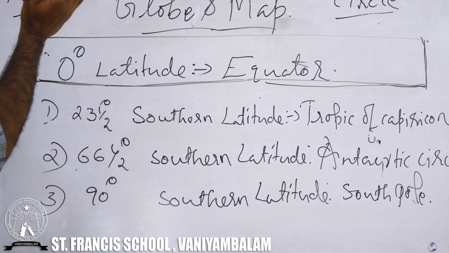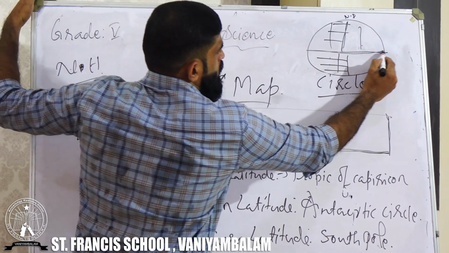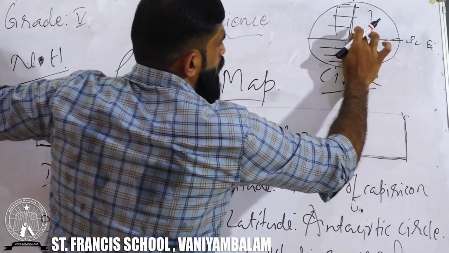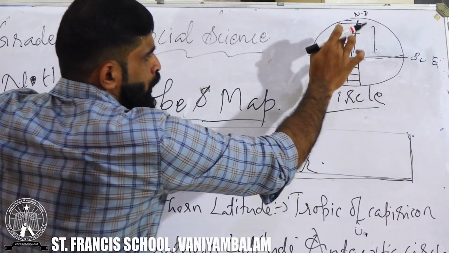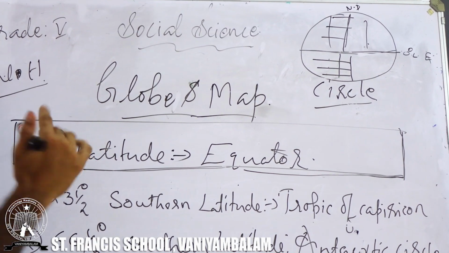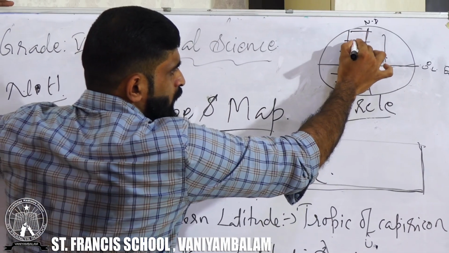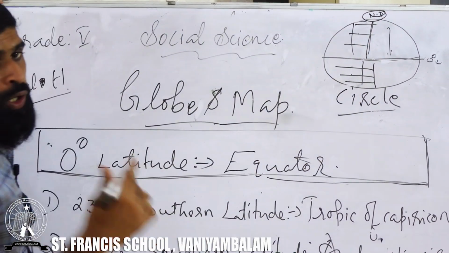Now the 3 we have discussed in the Northern Hemisphere. Take a look here. This is equator, 0 degree latitude. On the top of equator is the Northern Hemisphere. The Northern Hemisphere has 3 important latitudes. One is Tropic of Cancer, another one is Arctic Circle, another one is Northern Pole.